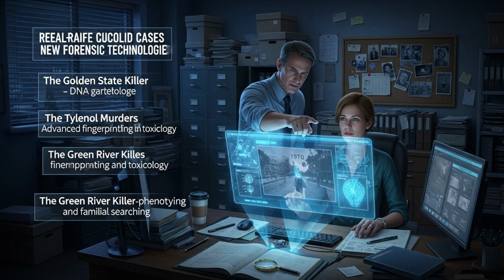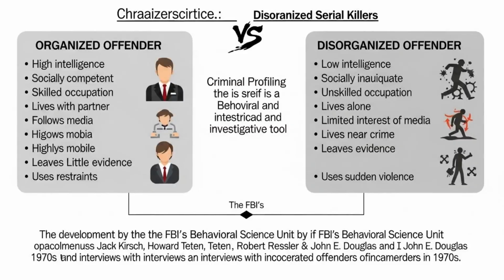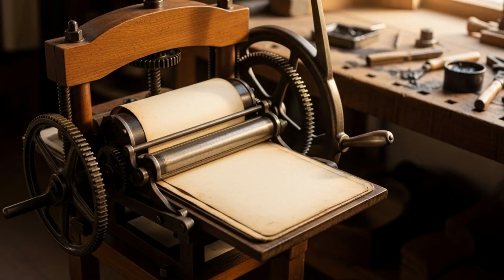One of the most fascinating tools in a detective's arsenal is criminal profiling, the science of understanding who a criminal is based on how they committed their crime. A criminal profile does not tell detectives exactly who the suspect is, but it tells them what kind of person to look for. Profilers analyze the method of the crime.